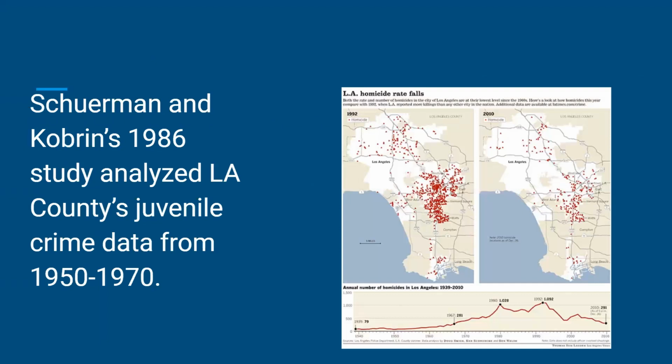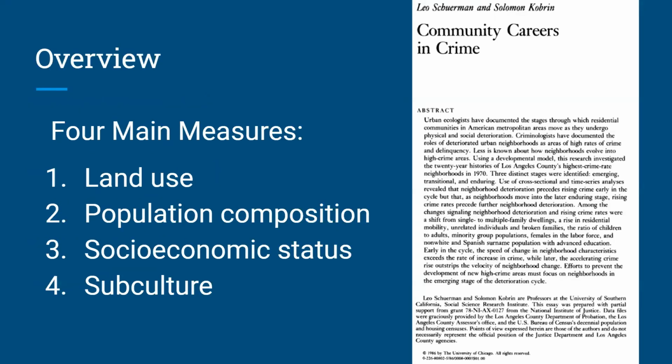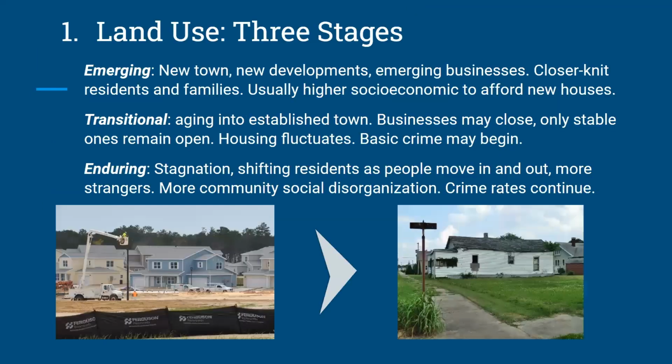Schuerman and Kobrin's 1986 study analyzed LA County's juvenile crime data from 1950 to 1970. Of their study was that it used four main measures to determine factors that lead to delinquency. The first was land use, the second was population composition, the third was socioeconomic status, and the fourth was subculture. And so in the first one with land use, they described how there's three different stages of a town or area and how it could lead to delinquency.